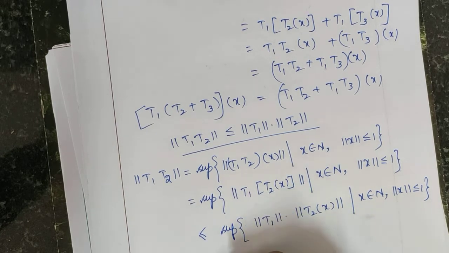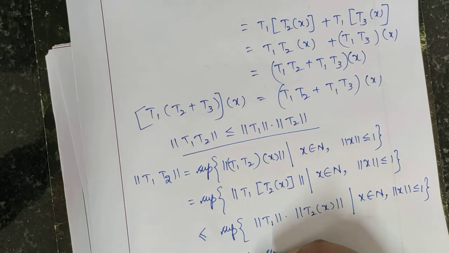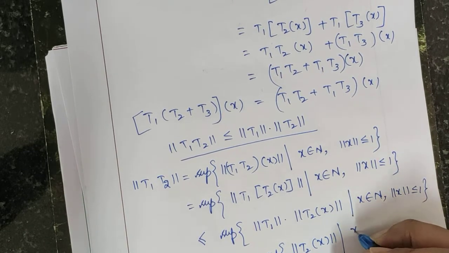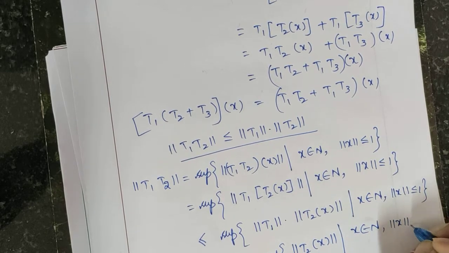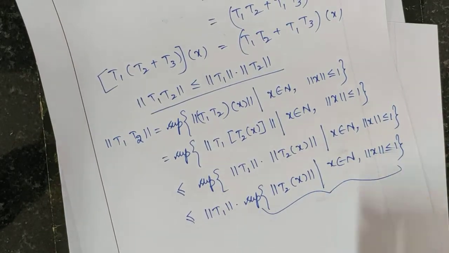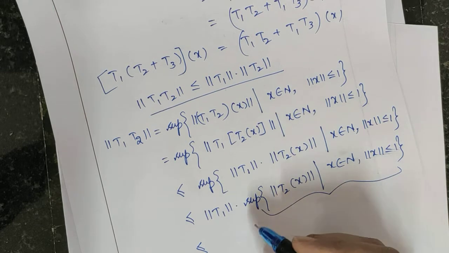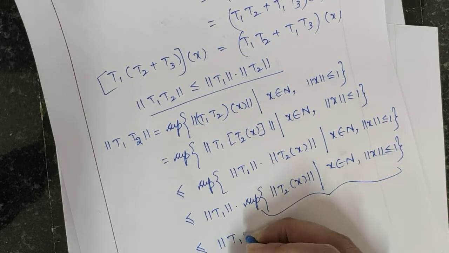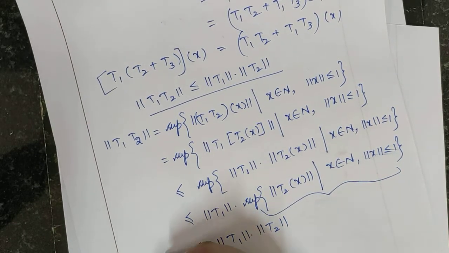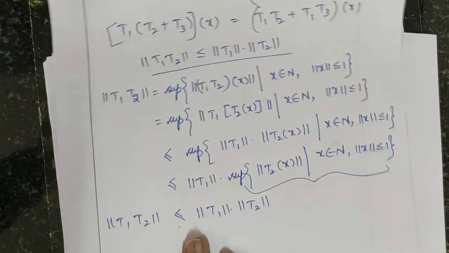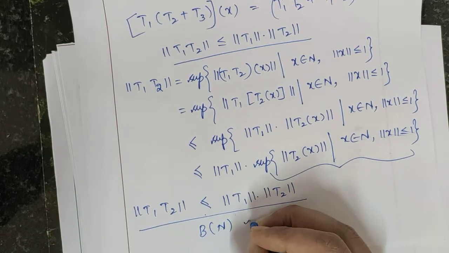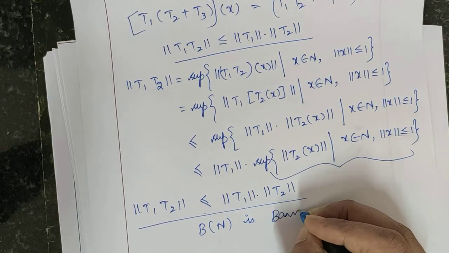I will take norm T1 outside into the supremum of norm T2 of x such that x belongs to N and norm x is less than or equal to 1. So now this whole thing is nothing but norm T2. So your LHS part will be less than or equal to norm T1 into norm T2, right? So we can say that norm T1T2 is less than or equal to norm T1 into norm T2. From this I can say that B of N is a Banach algebra.